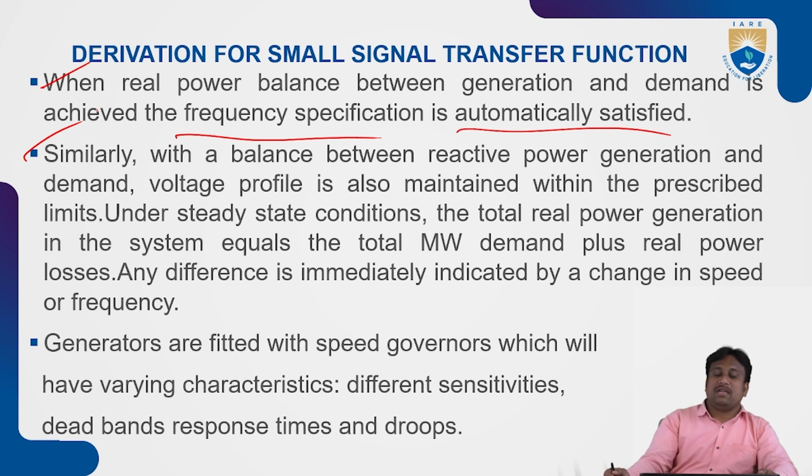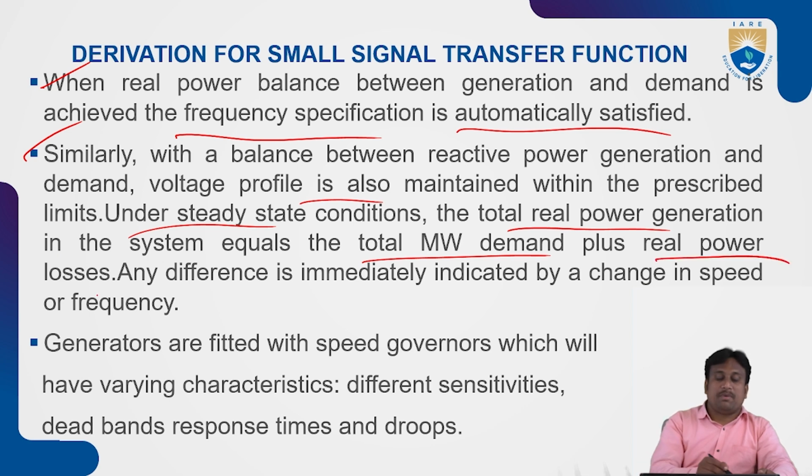Similarly, with a balance between reactive power generation and demand, the voltage profile is also maintained within the prescribed limits. So that means under steady state conditions, total real power generation in the system is going to be equal to the total megawatt demand, added to the real power losses. Any difference is immediately indicated by a change in speed or frequency.